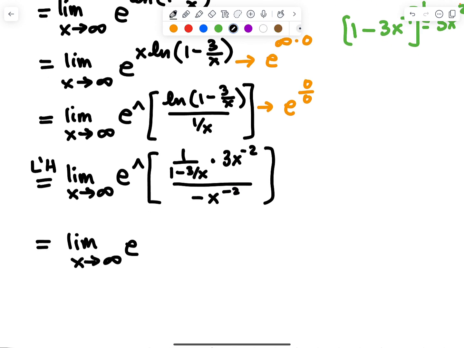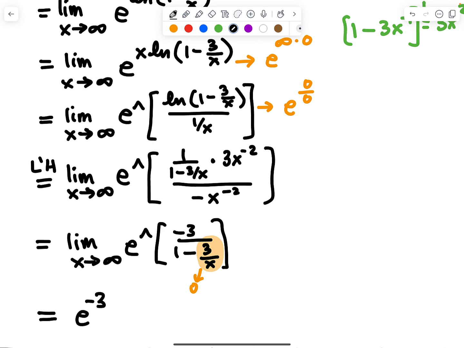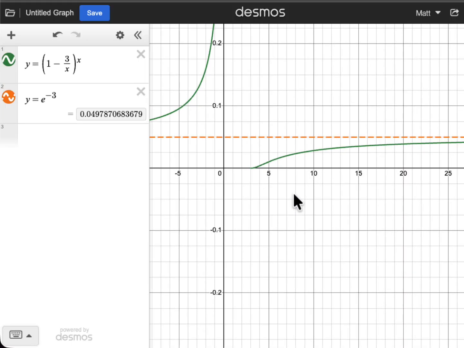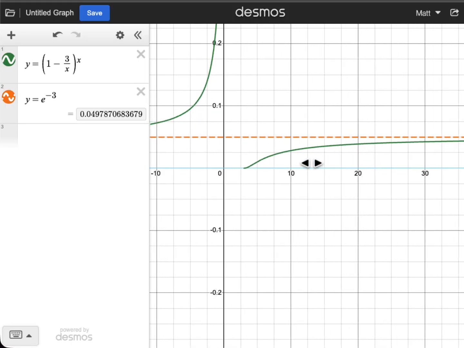So simplifying, e raised to the negative 3 over 1 minus 3 over x. And now this part here will shrink to 0, and so our exponent will approach negative 3. Here's a graph of our function and its limit. As x goes to the right forever, you can see the horizontal asymptote.